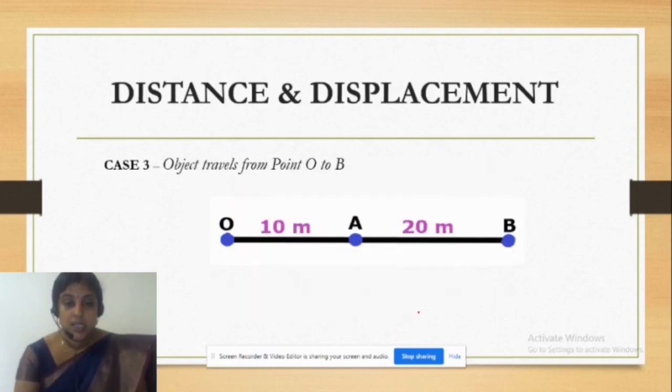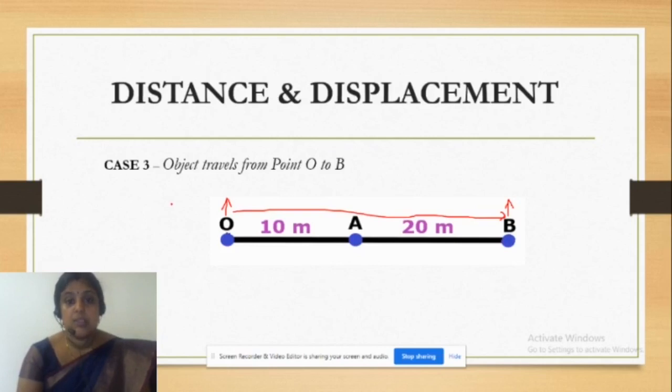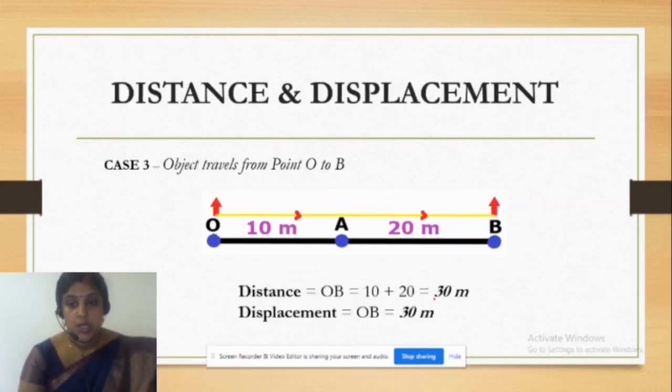Let us consider another example. Suppose an object stands at the point O, and it travels from point O to point B. Point B is the final position here. So what is the distance traveled by the object? That is OB. What is the displacement? It is also OB. Why? Because OB is the shortest distance between its initial and final position. So here distance is equal to displacement.